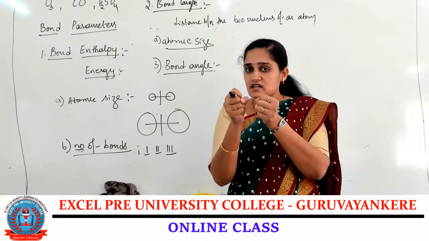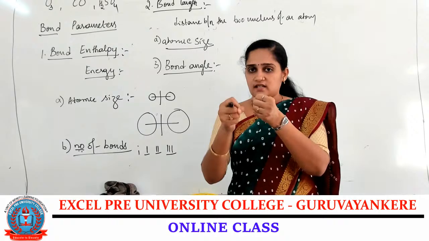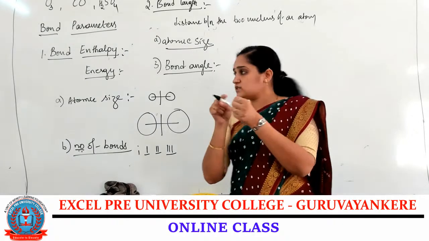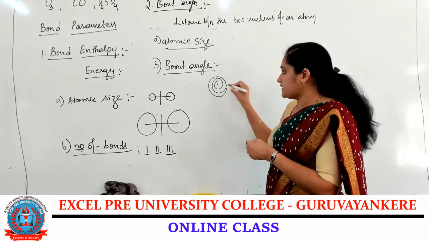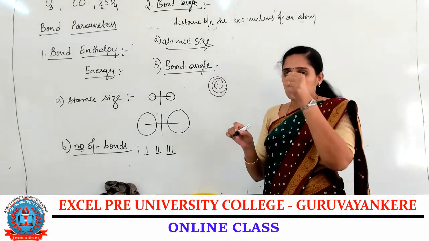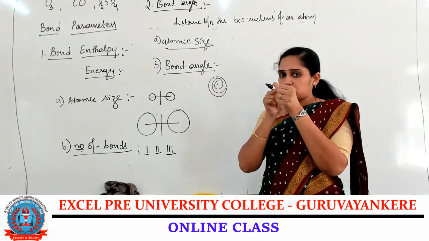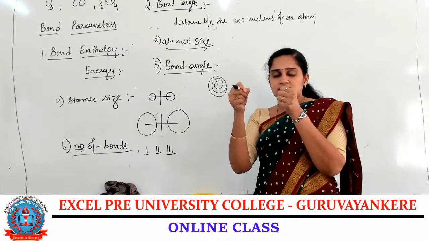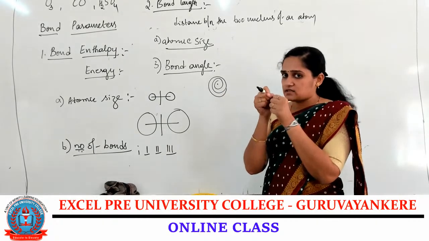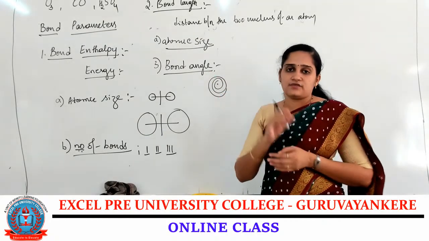Why does this distance occur? That is due to the electron repulsion between one atom and another atom. We know that the nucleus is present at the center and electrons are revolving around the nucleus, so the electrons in this atom and the electrons in that atom repel each other, so that atoms are arranged in a regular manner with a definite geometry.